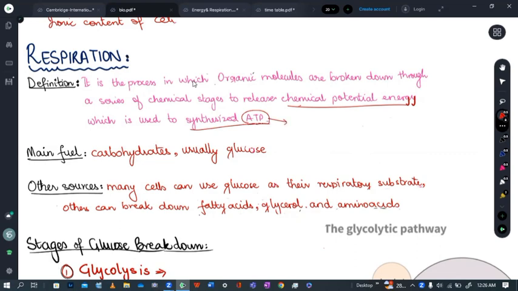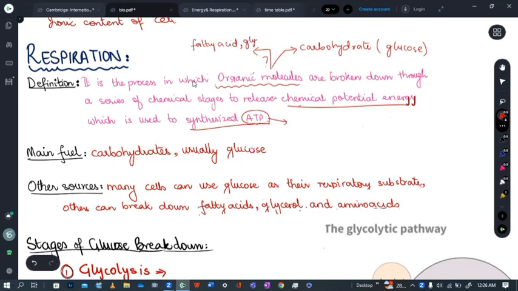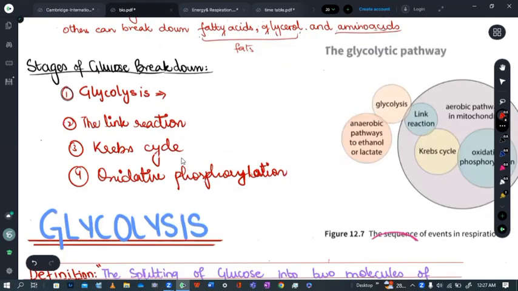Now, what kind of organic molecules can be used to perform the process of respiration? It can be a carbohydrate, which is usually a glucose molecule being used as a respiratory substrate. Some cells, such as red blood cells or lymphocytes, use respiratory substrates such as fatty acids or glycerol, and sometimes amino acids. So these two are the respiratory substrates other than carbohydrates. The main fuel for respiration is carbohydrate, which is usually glucose. Other sources may include fatty acids and glycerol, together called fats, as well as amino acids.